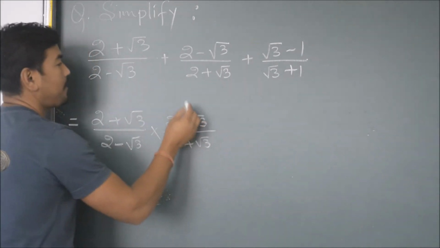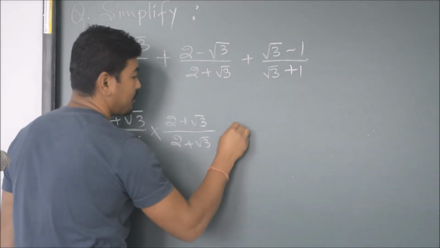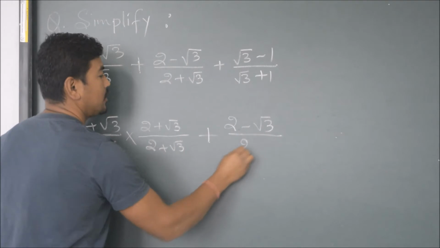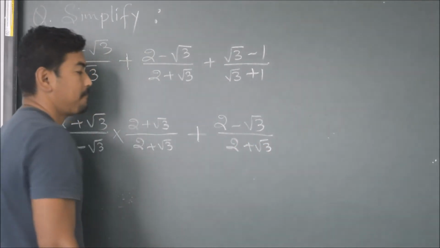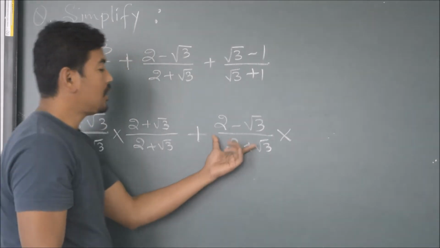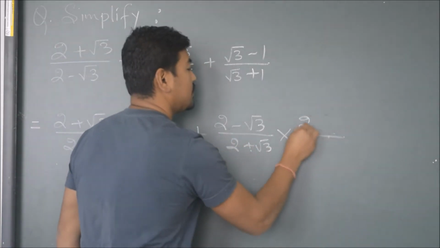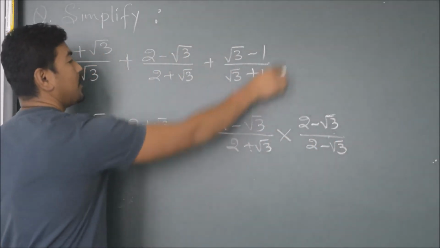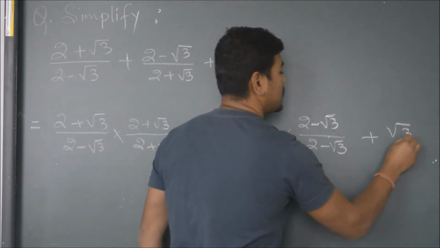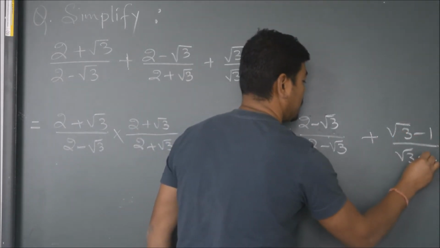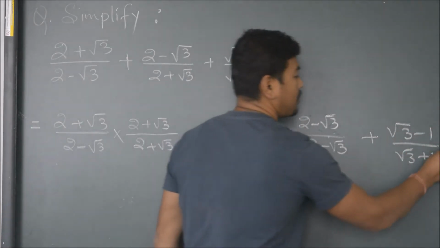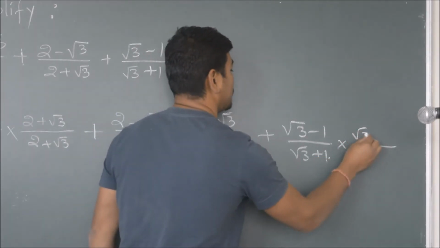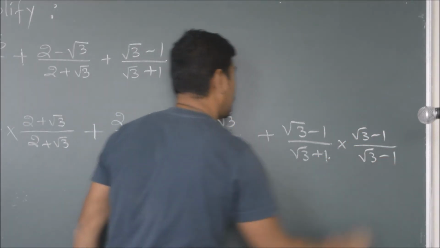Let's come to the second part. So don't forget to use this plus sign. We'll write this second part: 2 minus root 3 divided by 2 plus root 3. Now again, we'll rationalize here only. So you know it, this is 2 minus root 3 divided by 2 minus root 3. Let's come to the last part, that is plus root 3 minus 1 divided by root 3 plus 1. We'll rationalize here also by multiplying with root 3 plus 1. Instead of plus, we'll add minus. Root 3 minus 1, root 3 minus 1.